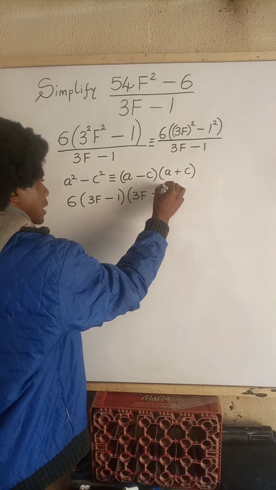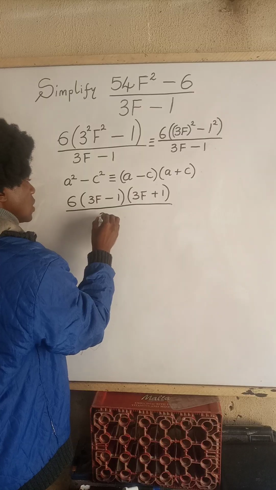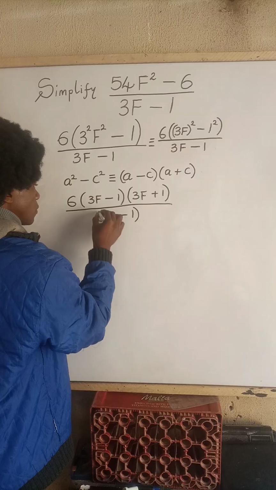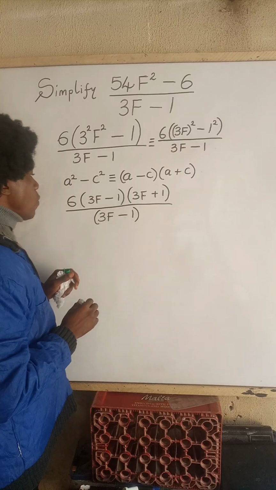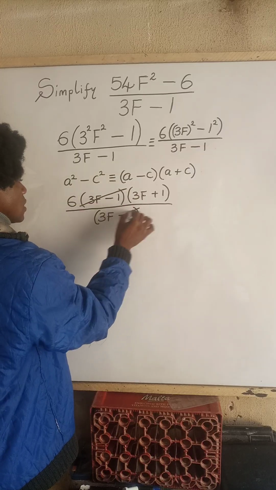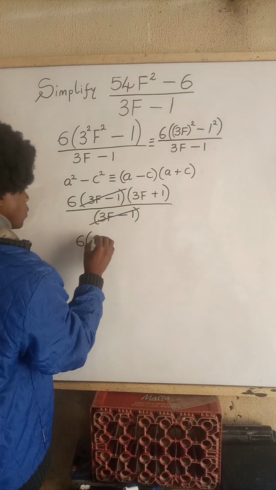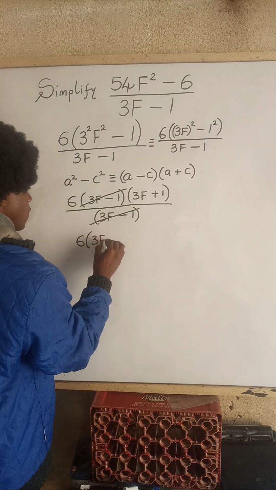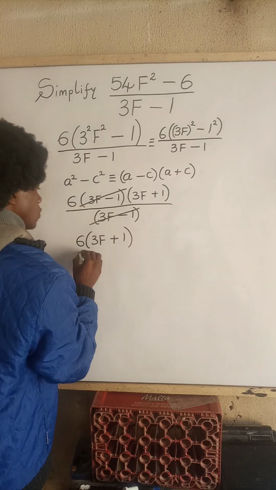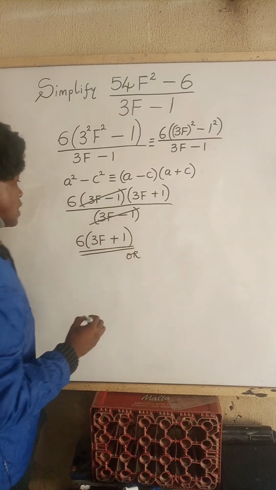+ 1 bracket closes over the denominator, and the denominator is 3f − 1. So when we cancel out what they have in common, we will be left with 6 bracket open 3f + 1 bracket closes.